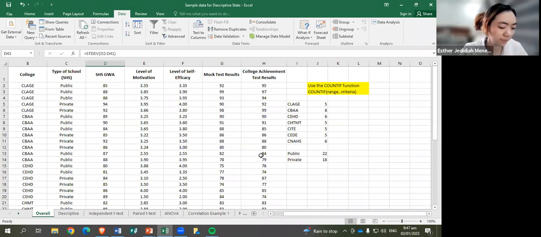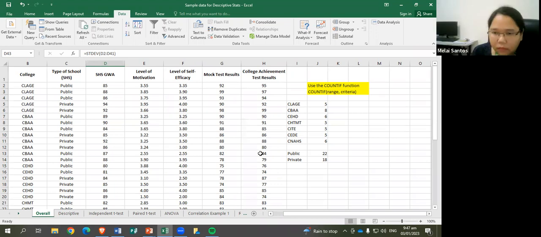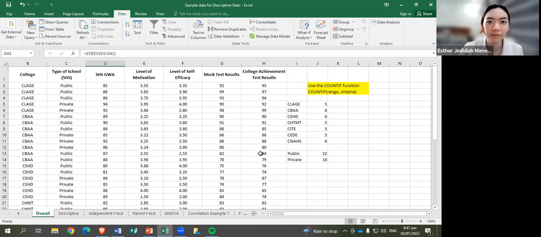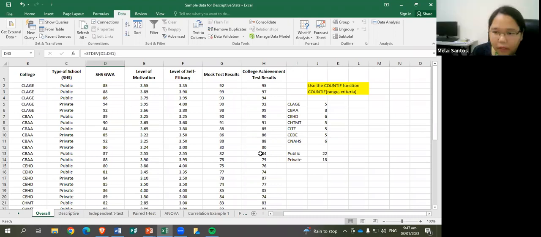Ma'am, the achievement test result is 86.05 and the standard deviation is 5.55. Is it the same with everybody? Yes, ma'am. Okay. That's my way of checking. Another way of checking is if you go to the Word file, the answers are there actually. So it's not that difficult to check. Who else? Jeanette and Jerlene. Self-efficacy and mock test results.